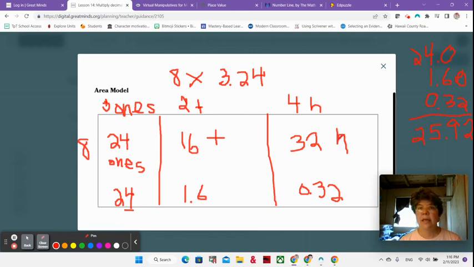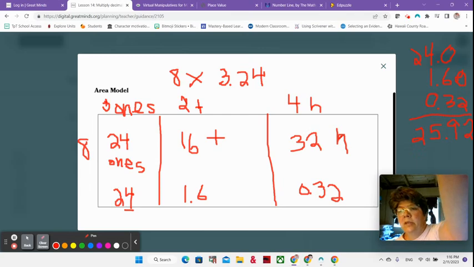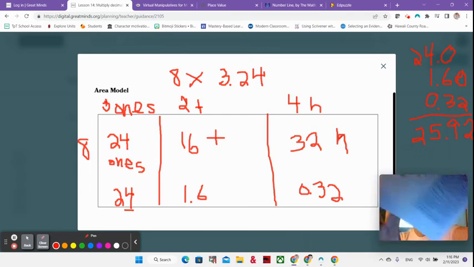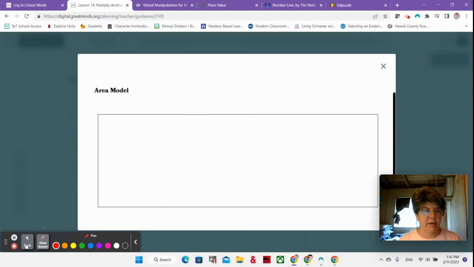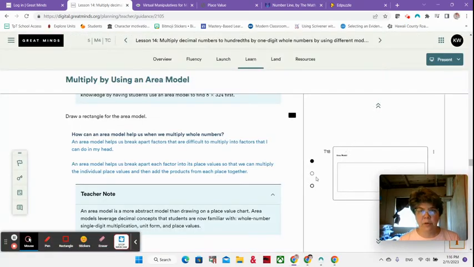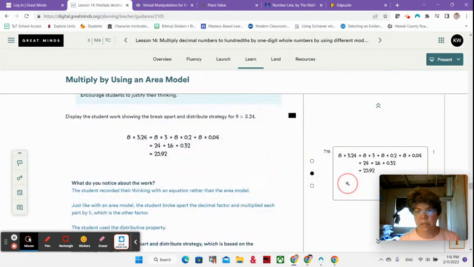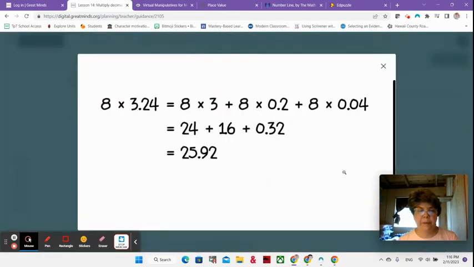That's how I can use an area model to multiply. It's also the distributive property because I'm breaking it apart and then I'm multiplying it. So let me show you the distributive property. I'm going to clear that off. Of course, if you still need it to copy it down in your book, you are welcome to pause the video and watch it there.